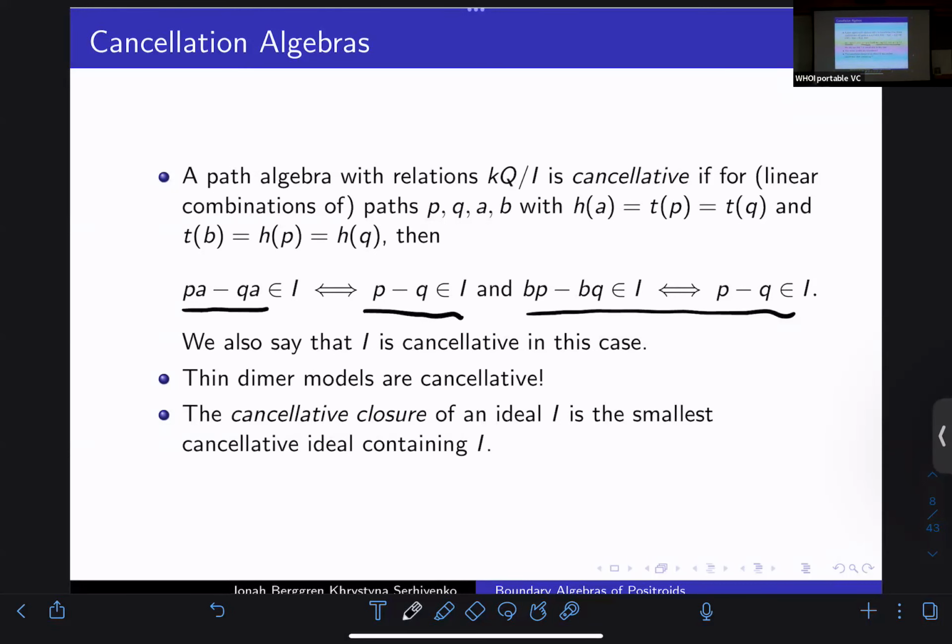If this is true, we call a path algebra with relations cancellative, or we call the ideal cancellative. And if we have any ideal that might not be cancellative, I can sort of take its closure with respect to this cancellative property, the smallest ideal containing it that is cancellative.